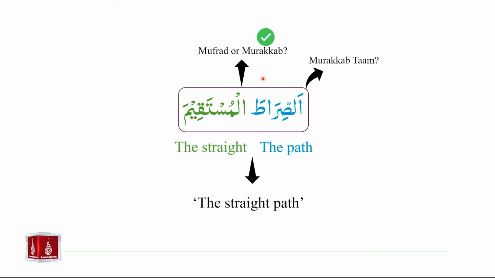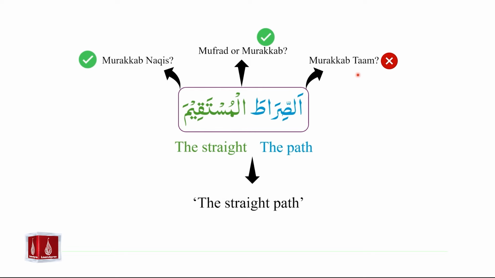Is as-sirat al-mustaqima a murakkab tam? The only murakkab tam we've studied so far is jumla ismiya. If as-sirat al-mustaqima were jumla ismiya, that would mean that as-sirata would be mubtada and al-mustaqima would be khabar. A requirement of jumla ismiya is that mubtada should be marifa or definite and khabar should be nakra or indefinite. But al-mustaqima is definite. It is not indefinite. Therefore, as-sirat al-mustaqima is not a jumla ismiya, and for the purposes of our study, it is not a murakkab tam.